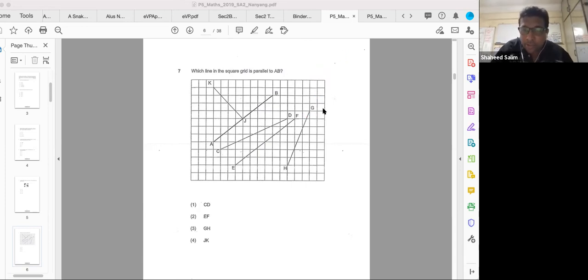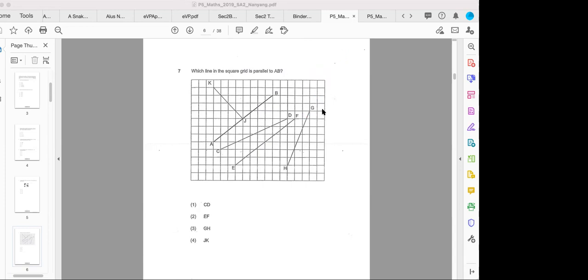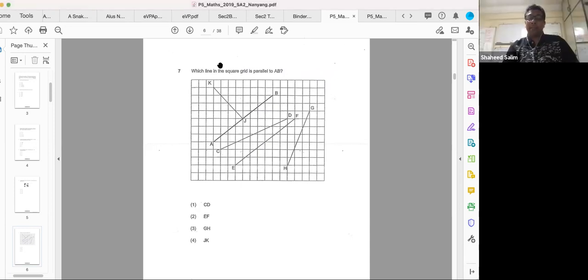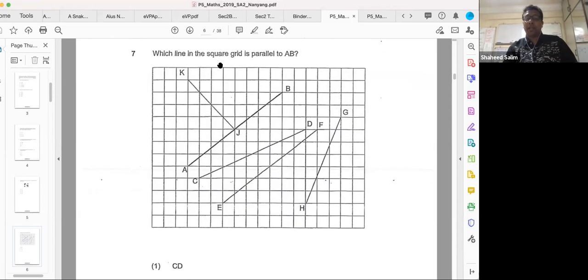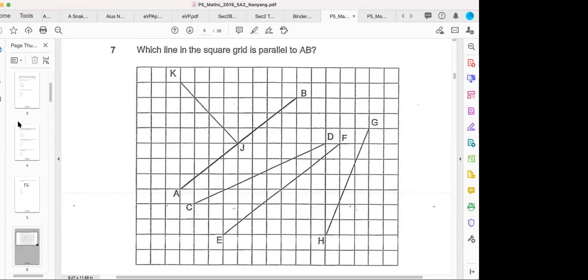Yes? What did you say, Shakil? I can't really see the words. You can't see the words. Okay, I'm going to enlarge. That means you tell me which are the two parallel ones. What is a grid? Grid is only square.